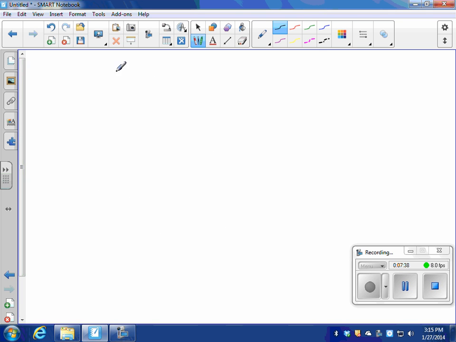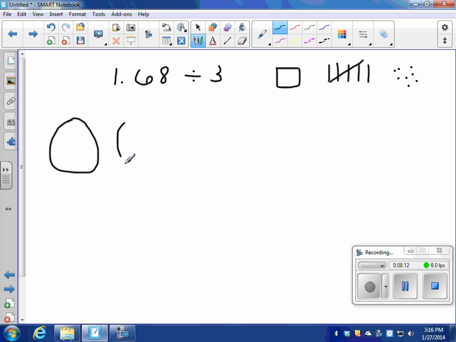Okay, next let's try 1 and 68 hundredths divided by 3. Go ahead and press pause and work this out on your own, and then press play to check your answer. So I can represent 1 and 68 hundredths by using a square to represent 1, 6 lines to represent 6 tenths, and 8 dots to represent my hundredths. And I want to divide this up into 3 groups.